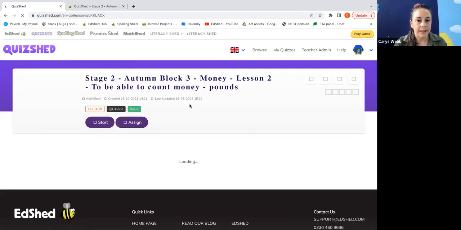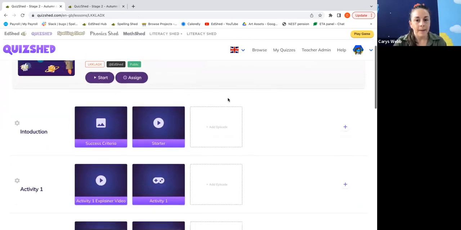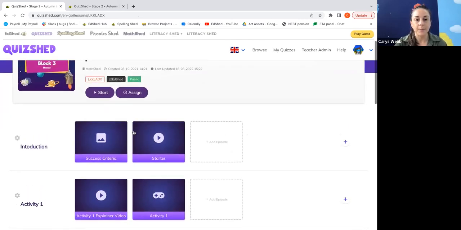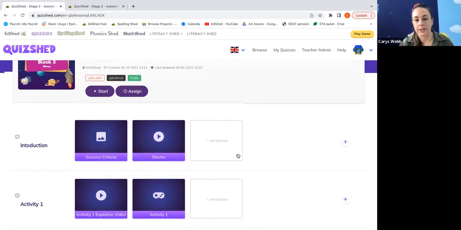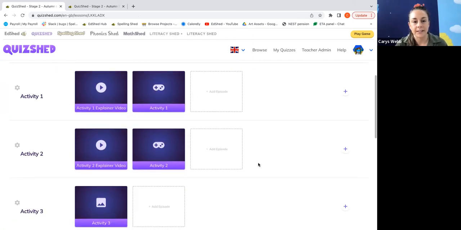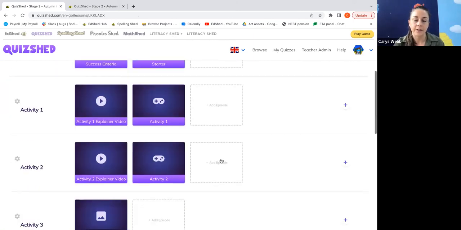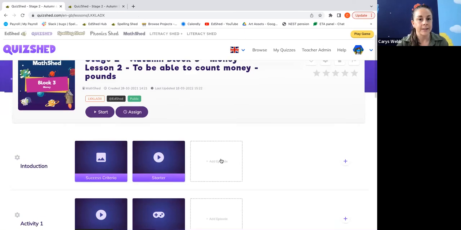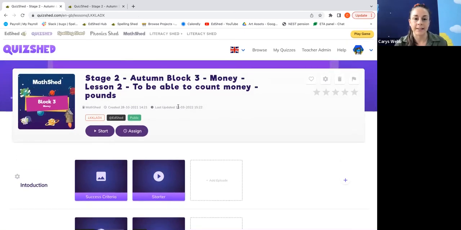So this is what they look like. And when you assign them to pupils, they are automatically taken through in order. They can't randomly click on anything, but from the teacher overview here, you can see which parts are explainer videos and which parts are activities. So this is all on the same lesson.